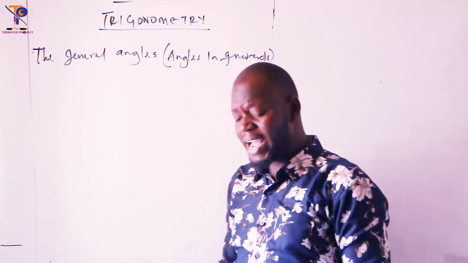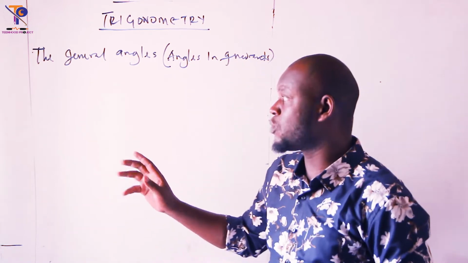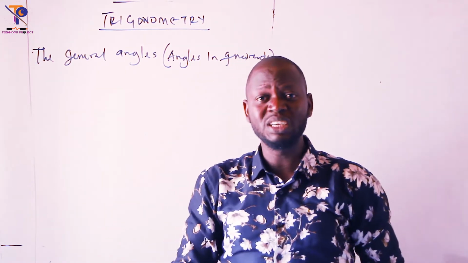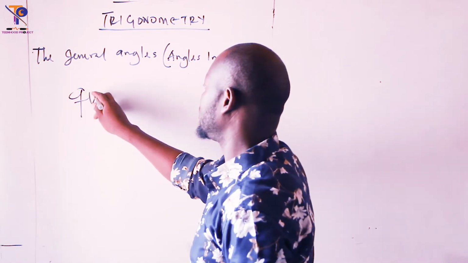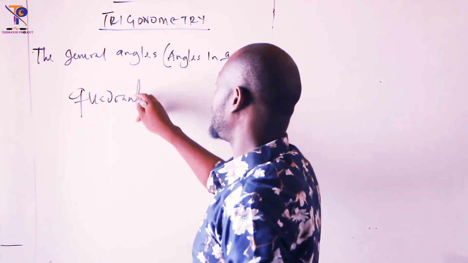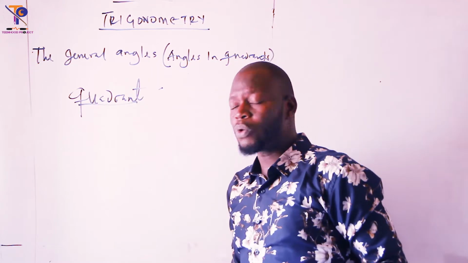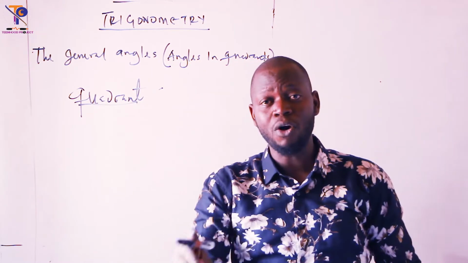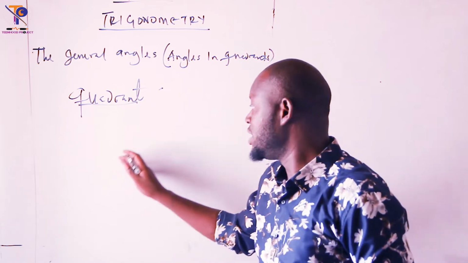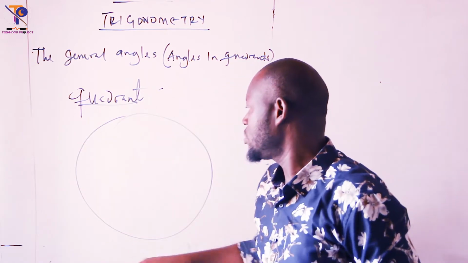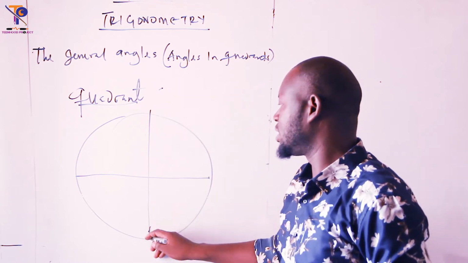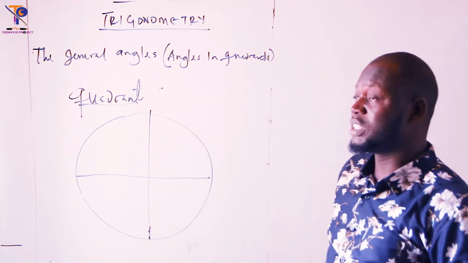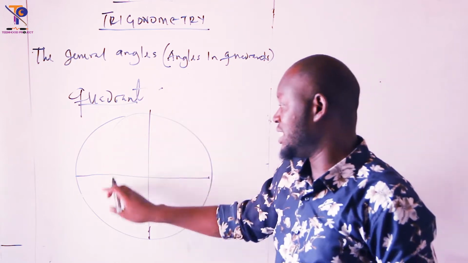So from here, before we continue, I need you to understand what quadrant means. We are going to be using quadrants a lot. To say quadrant, we talk about a quarter of a circle. So we will need our circle. Then we are going to be dividing it into 4. So each of these is a quadrant. So we need to understand this.